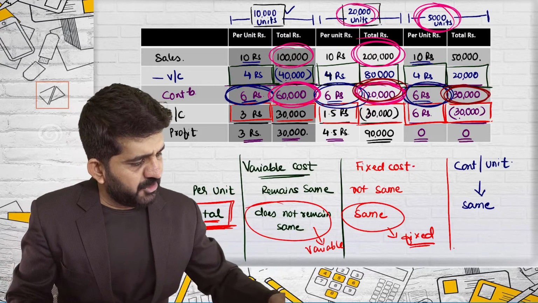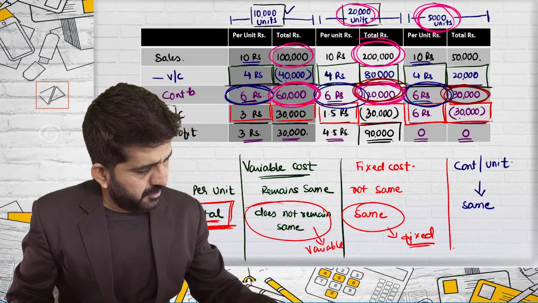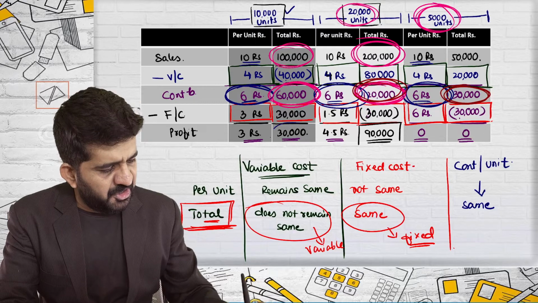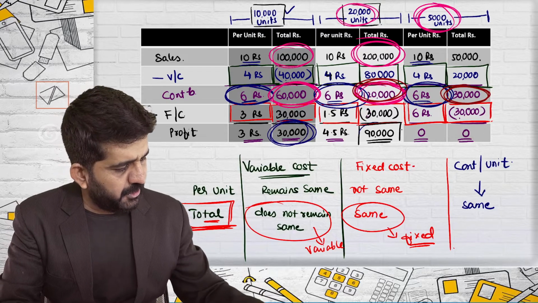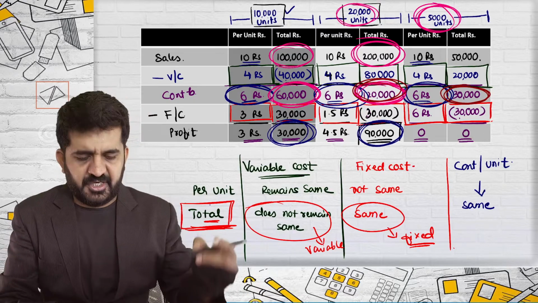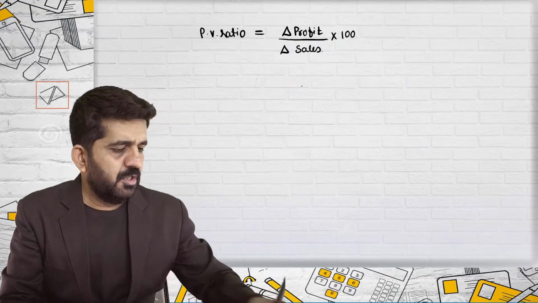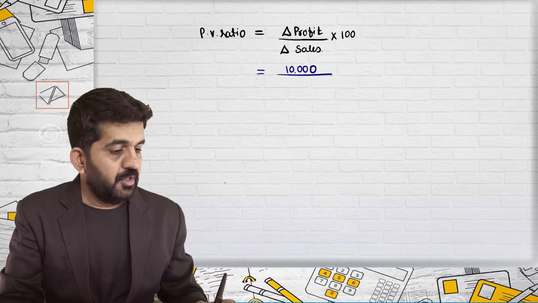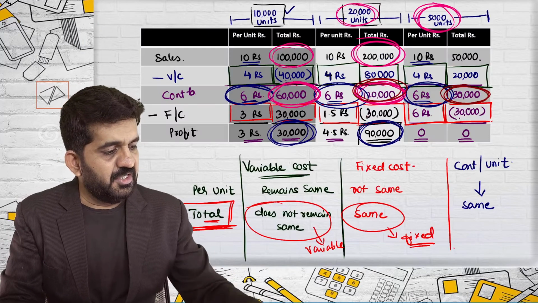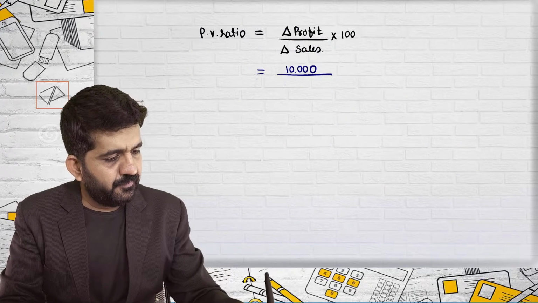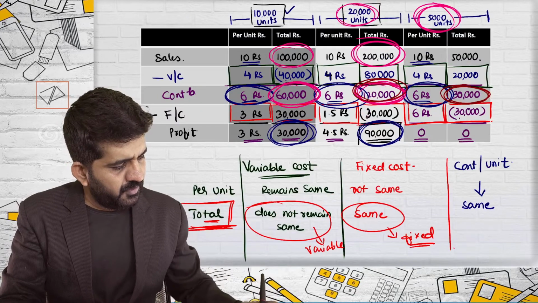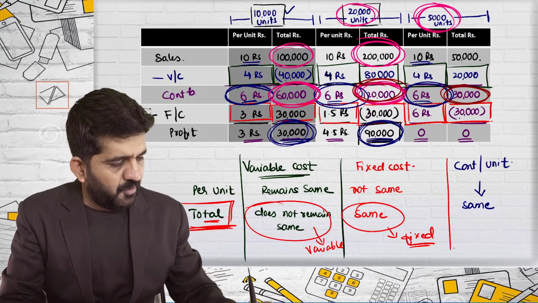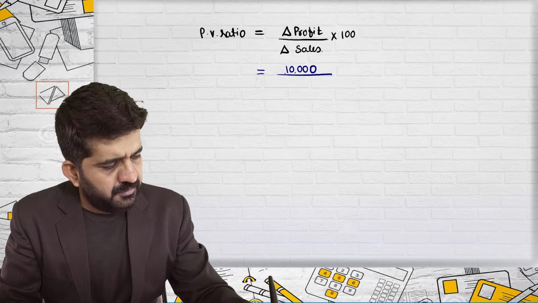Say I am comparing this to this. Let me compare 10,000 and 20,000. What is change in profit? It was first 30,000. Now it has become 90,000. So change in profit has increased by 60,000.